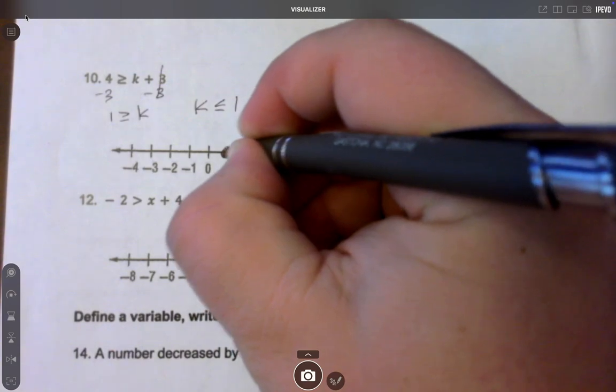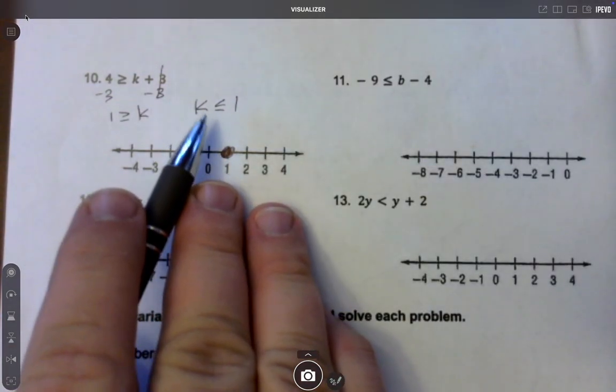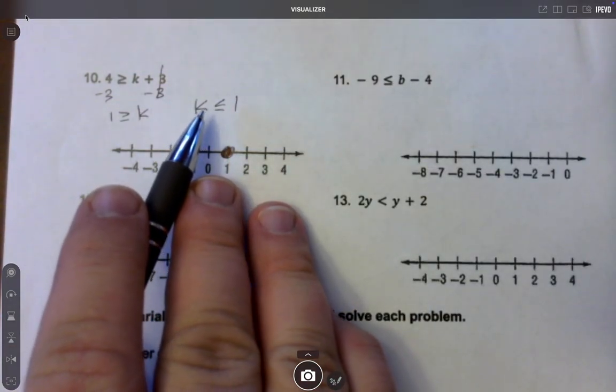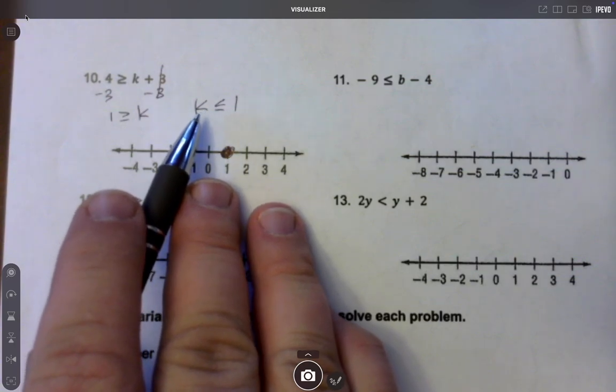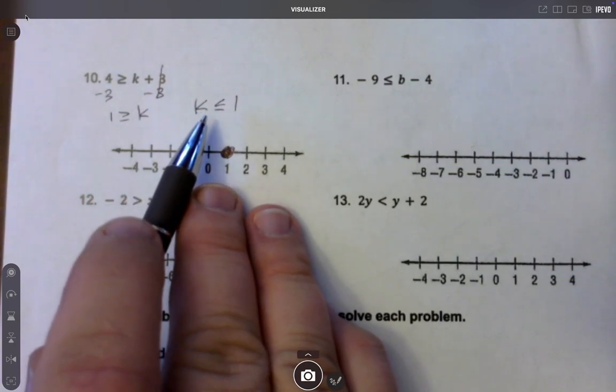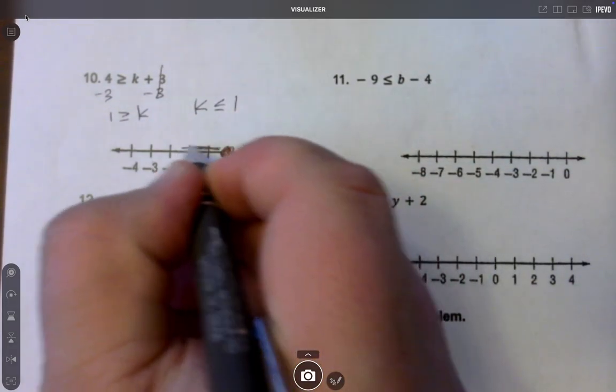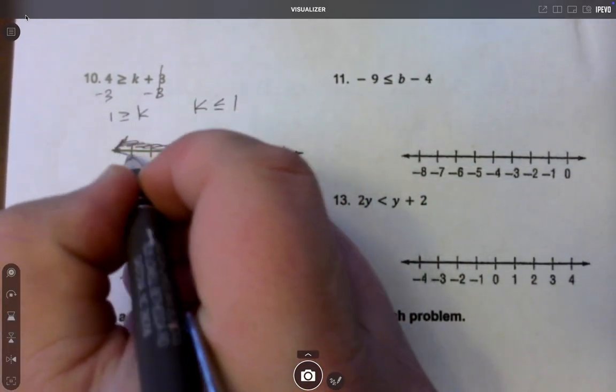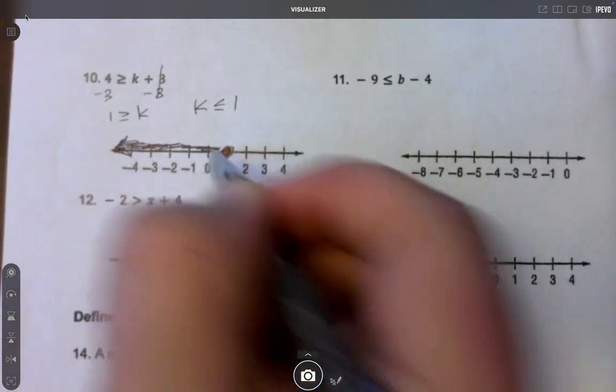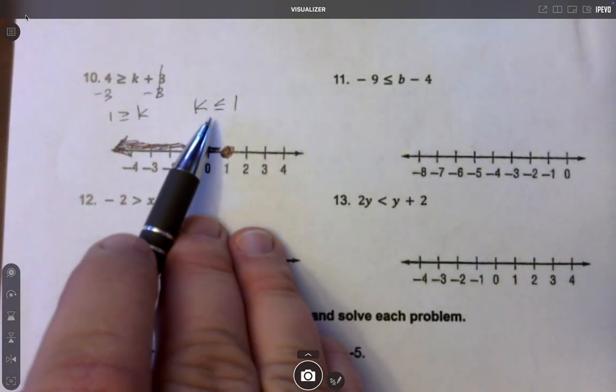That should be clear whichever one you're looking at. But as far as which direction to shade, I think it's more clear with this one because we want to do what the variable tells us, which is k is less than 1, so we go to the left. And I feel like that's more clear and easy to see when it's written in this form than in this form.